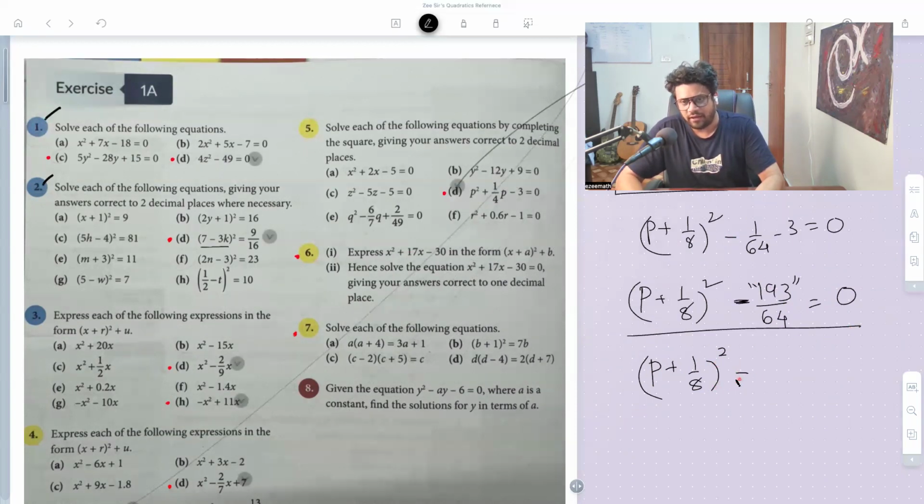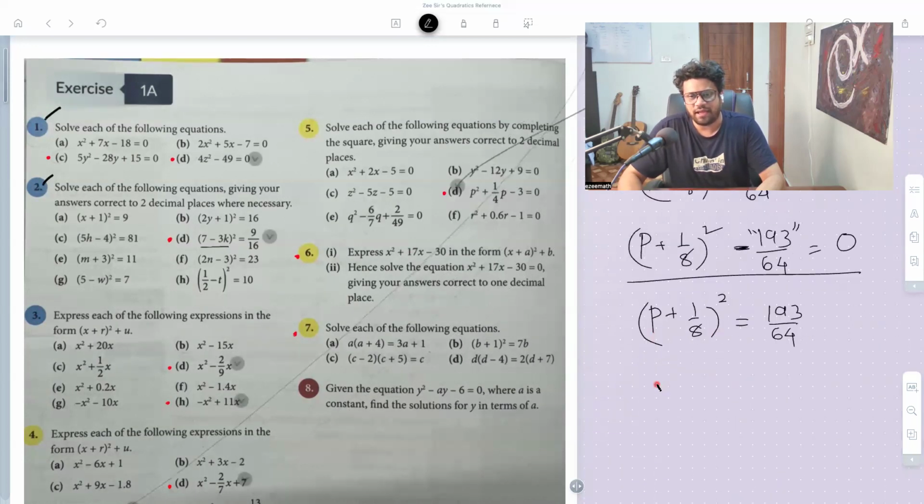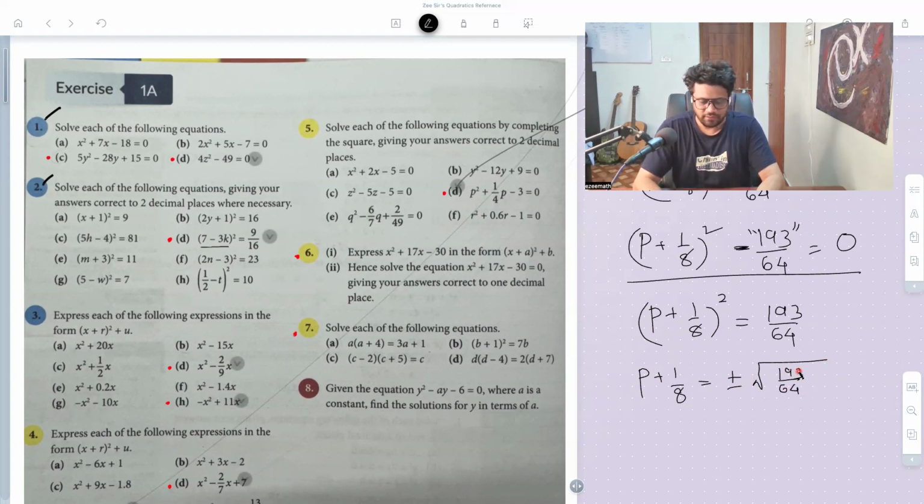Now we're solving it. It comes out to be 193/64. Now, p plus 1/8 is going to be plus or minus the square root of 193/64. I don't think the square root of 193 is a nice number. Oh, yeah, they wanted two decimal places. No, they want two decimal places. I can do it. So we can go square root of 193 divided by 64.